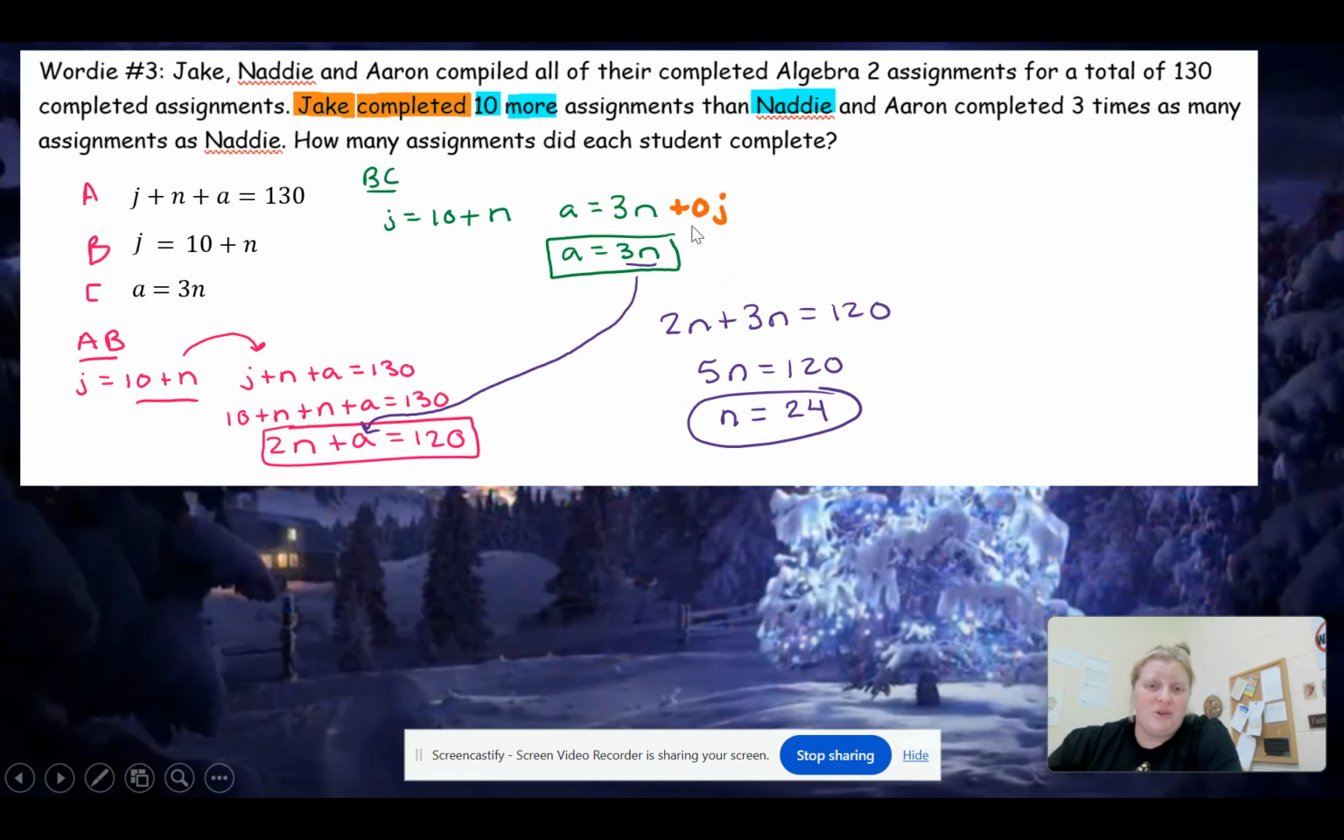Now the other 2 letters are going to be really easy to get. If n is 24, all I need to do is add 10 to it, and now I got J. So J is going to be 34. And if I take my n and I times it by 3, I'll get my A term. So A is 72. But again, that's just an example where elimination probably would have been a harder route to take because none of the stuff stacks nice and neat. Substitution would have been a lot easier to do, just my opinion.